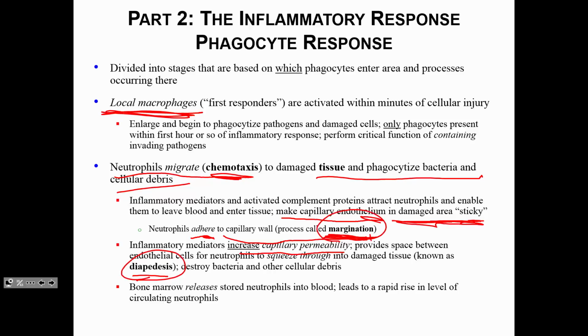Margination is the neutrophils sticking to the capillary wall because the inflammatory mediators made the wall sticky, so they're going to stick there. And then diapedesis is when the neutrophils are going to squeeze through the cells to get out into the damaged tissue and start destroying bacteria. Okay. Now, the bone marrow releases more neutrophils into the blood, and this, of course, is going to lead to a really fast rise in the circulating neutrophils that are actually in the blood.